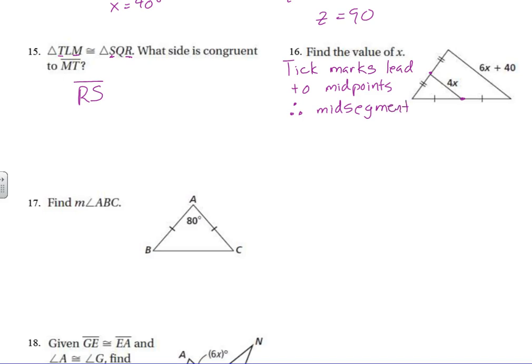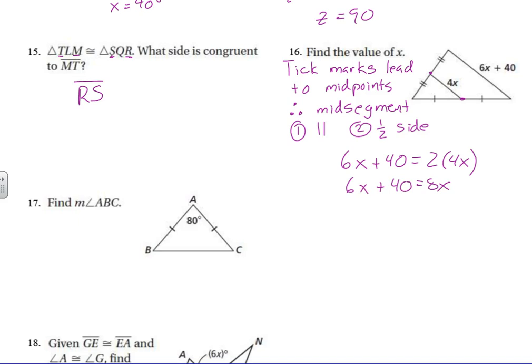Okay, mid segment. Two things you want to think about when you see the mid segment. Number one, you want to think parallel. Number two, you want to think half the side, or the side is twice the segment. So in this case, we could say 6x plus 40 equals 2 times 4x. All right, so the side is twice the mid segment. So 6x plus 40 equals 8x. If we subtract 6x, we get 2x. Divide by 2, x equals 20.